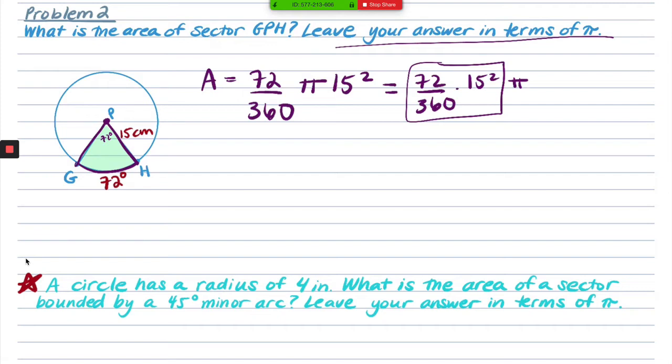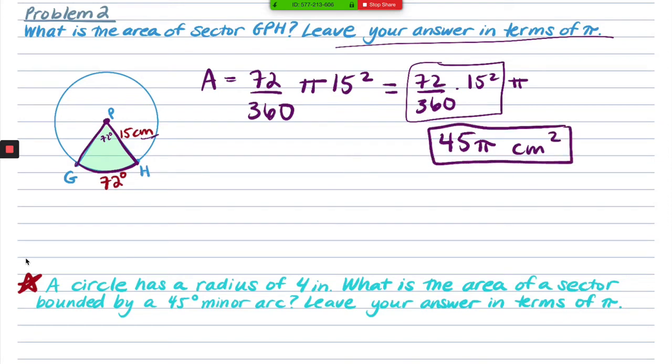So for 72, I would do 72 times 15 squared divided by 360 in your calculator, and you get 45. So this is 45 pi. And then my units are area, so centimeters squared. So 45 pi centimeters squared.